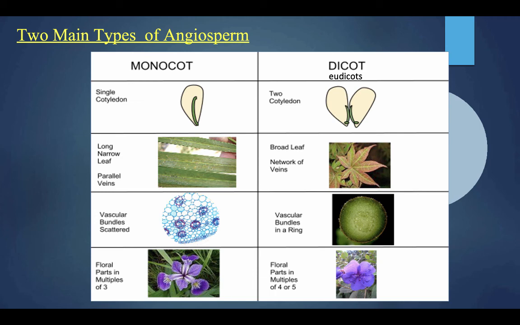Now, if you're looking at the formed plant, you'll be able to see that a monocot has long, narrow leaves and parallel veins. These are the lines that are going down the leaves. If you look at the eudicots, they have more broad leaves and a network of veins. When you look at their vascular bundles, you can see that in the monocot they are scattered, whereas in the eudicot or dicot, they're bundled in rings. And for their flowers, a monocot's are generally in multiples of 3, and a dicot's are generally in multiples of 4 or 5.